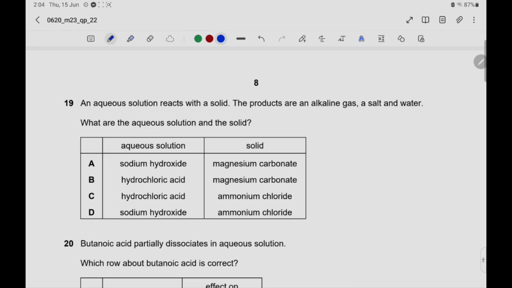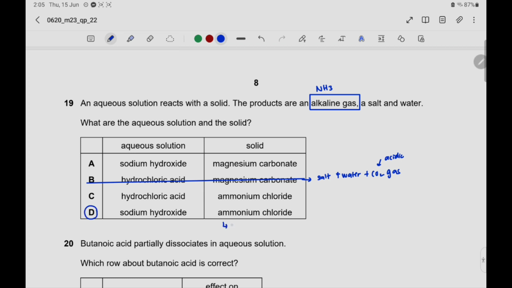For this, I want to produce alkaline gas. For our syllabus, we learn alkaline gas is ammonia, NH3 gas. So the answer can never be B. Why? Because B is acid with magnesium carbonate. You produce salt, water, carbon dioxide gas. Carbon dioxide gas is acidic, so this is not the answer. Sodium hydroxide cannot react with our magnesium carbonate, right? So the answer should be C, sorry.